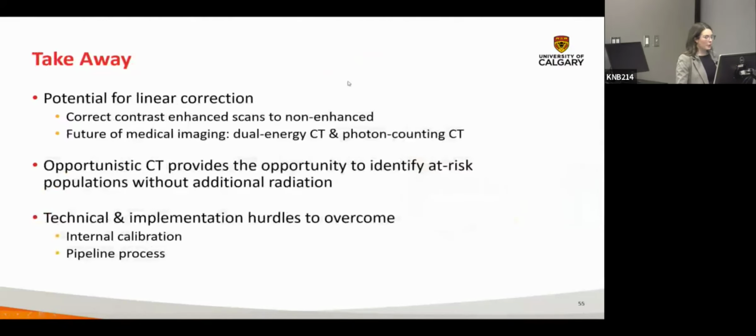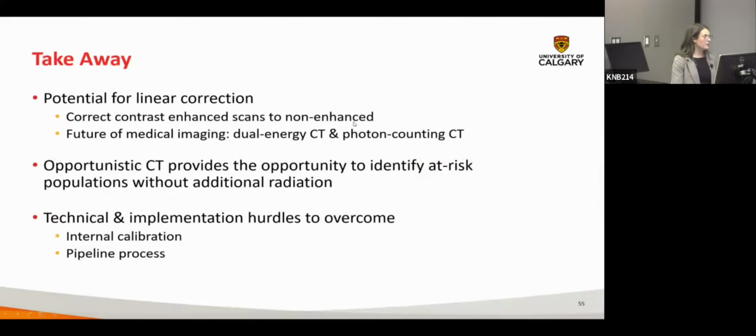So just some takeaway points for today. Going back to that research and contrast, there's potential for a linear correction. Haven't quite figured it out yet, but I'm getting there. We'd like to correct for the contrast enhanced CT scans and try to make them into non-enhanced CT scans so we get an accurate measure of BMD.